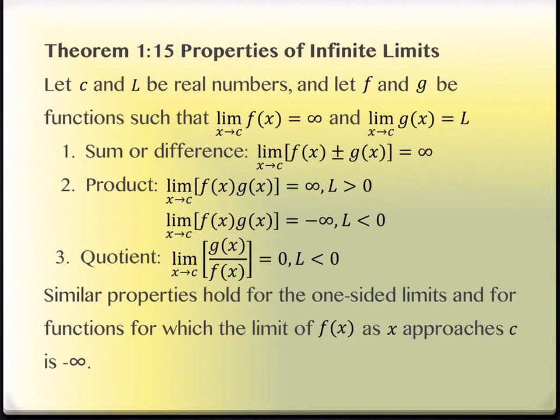C and L are real numbers. F and G are functions. The limit of f of x as x approaches c is infinity, and the limit of g of x as x approaches c is L. It's actually got a numerical value. These look a lot like the limits you've seen before. It's just an extension to include the possibility that one of the limits is infinity.